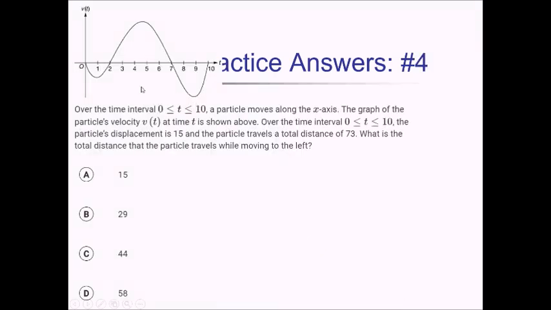On this one, over the interval 0 to 10, we have a particle moving along the x-axis. The graph of its velocity is given above. Over this time interval, they're telling us the displacement was 15 and the total distance traveled was 73. Based off that, they want the total distance the particle travels while moving to the left.